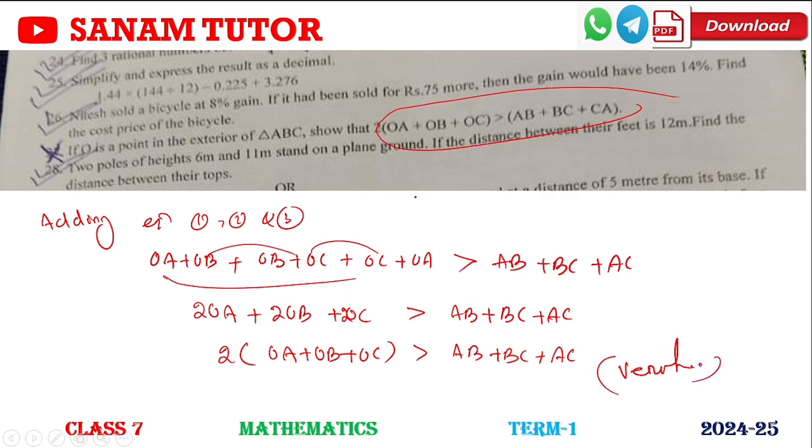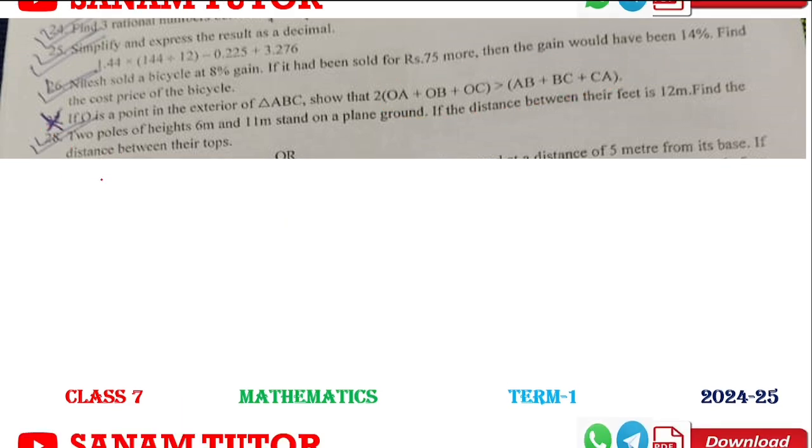Next question. Two poles of height 6 meter and 11 meter stand on plain ground. If the distance between their feet is given, find the distance between the tops. Okay, these questions were already solved in a previous video. So how to solve? Now first write down.